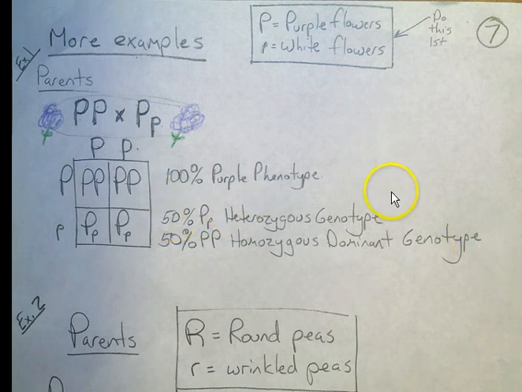We can also analyze the genotypes as well. The heterozygotes, which would be big P, little p, one of each allele, that's two out of the four, or 50% chance of making big P, little p in this cross. The other possibility is big P, big P, that's two out of four, so there's a 50% chance of having big P, big P, or the homozygous dominant genotype. Let's do the second example.